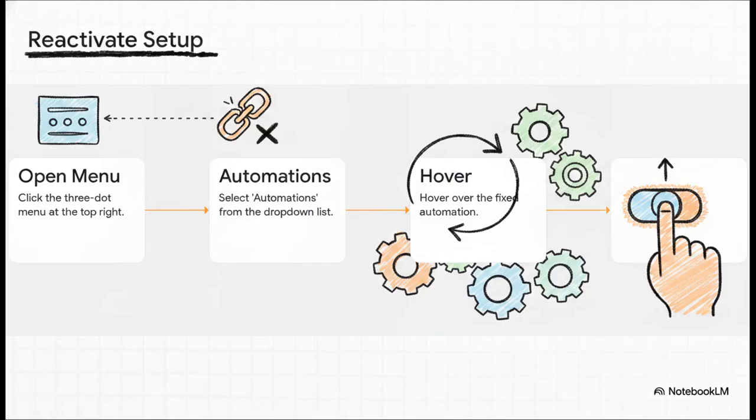When disaster does strike, here is your exact recovery plan to get your systems back online. After you fix whatever broken URL caused the issue in your external tool, you head back to your Notion database and click the 3-dot menu at the top right. From the Automations tab, locate the specific one that paused, hover over it, and simply toggle that active switch back to the on position. And just like that, your workflow will resume.